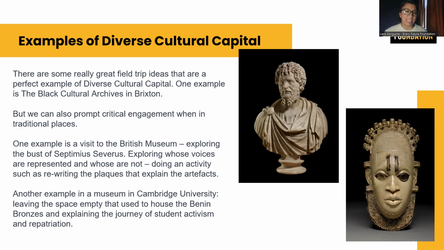But we can also prompt critical engagement in traditional places. So one example is a visit to the British Museum, exploring the bust of Septimus Severus. So exploring how he's presented, and his heritage and his background, exploring whose voices are represented and who aren't. So doing an activity, rewriting plaques to explain artifacts. So with Septimus Severus, the fact that he was black is often left out of the conversation. And if you look at the bust, you would have no idea.